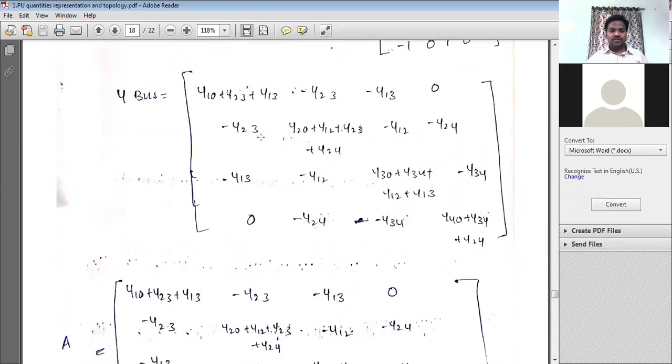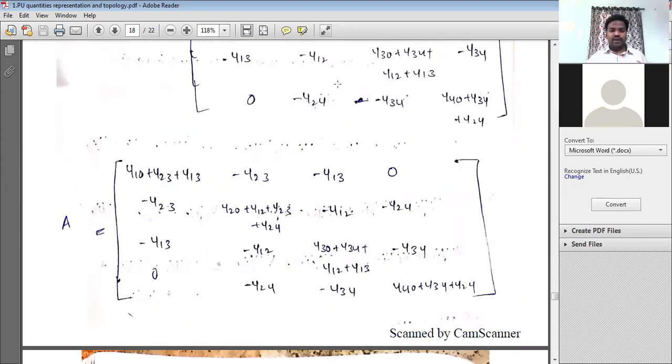Now please write down the final answer. If anybody has completed the Y-bus, or has completed this problem, please check your answer with this one. The final answer must be this one.